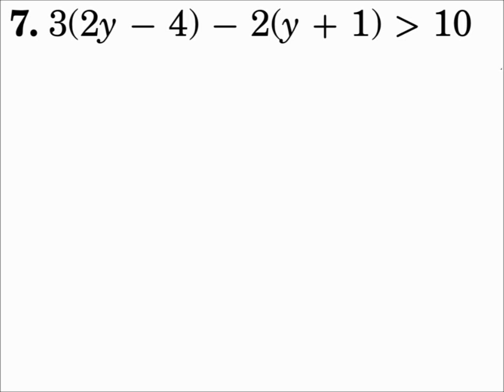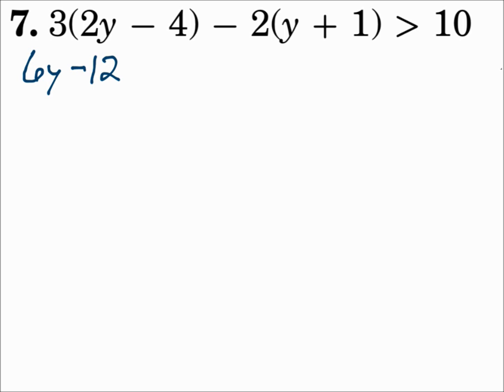Number 7. 3 times the quantity 2y minus 4, minus 2 times the quantity y plus 1, is greater than 10. First distribute, and we have 2 pieces to distribute here. First with the 3. 3 times 2y is 6y. 3 times -4 is -12.